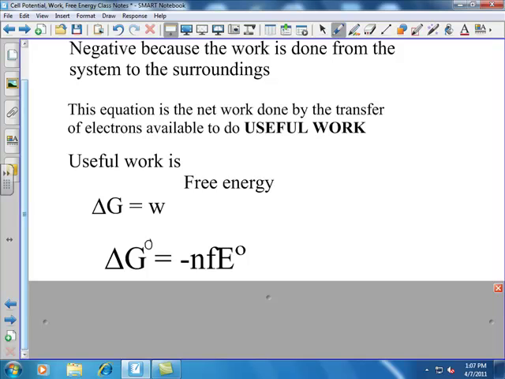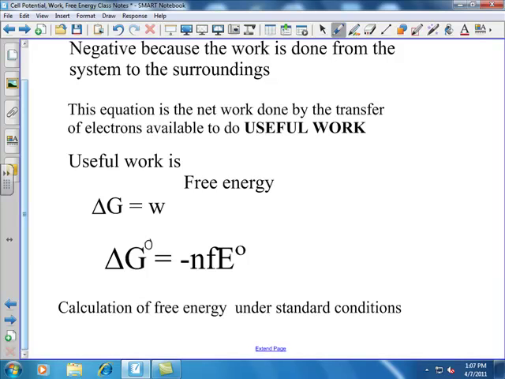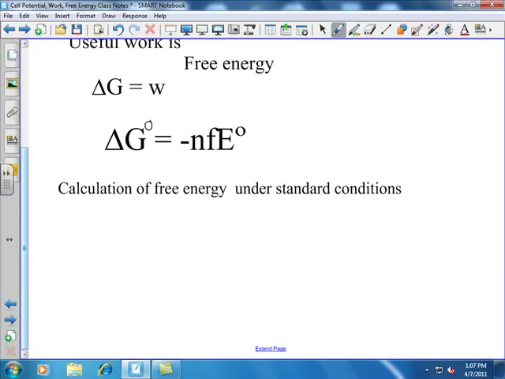So you can find if it's spontaneous or not. Makes sense now. So this equation right here is the calculation of free energy under standard conditions. And our standard conditions for this are what? One atm, one SCP. These are solutions, which means it's 1 molar, right?